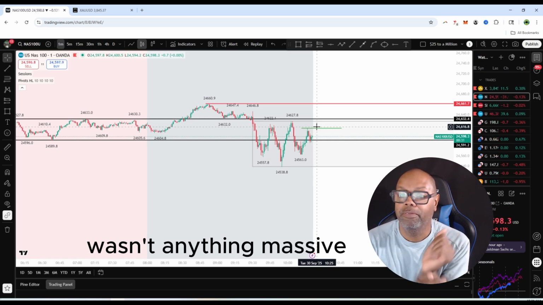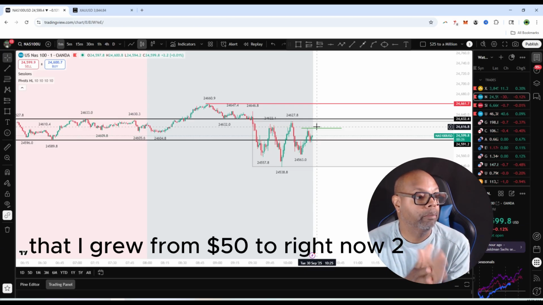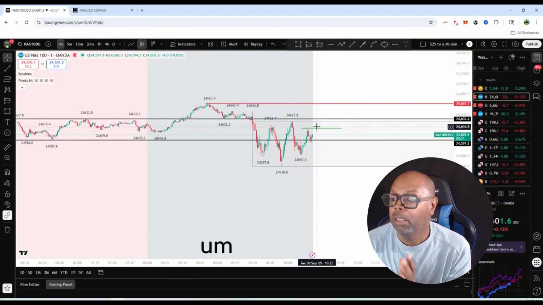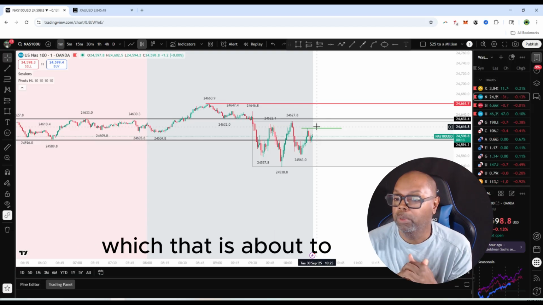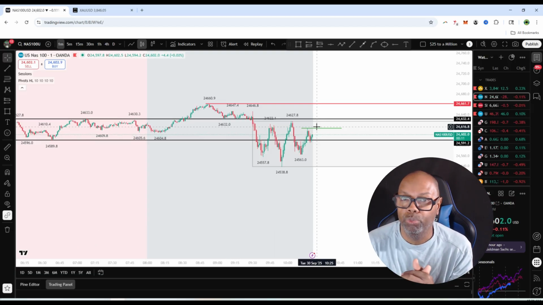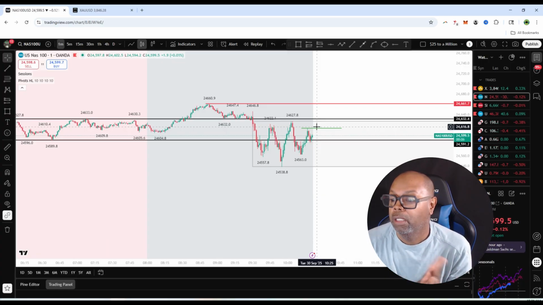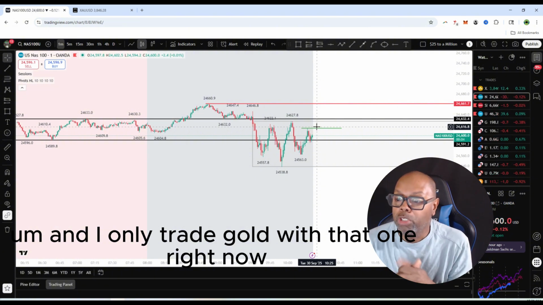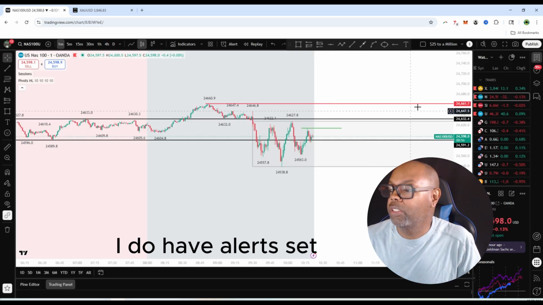Wasn't anything massive. I have 1 small account that I grew from $50 to right now $215. And I have a funded account of $5,000, which is about 50 to 30 or something like that. And I only trade gold with that one. Right now I don't see anything with gold happening. I do have alerts set.